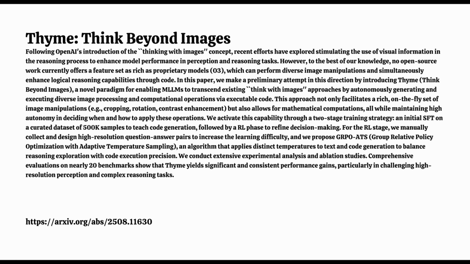Take cropping and zooming. Thyme might see a tiny distant street sign, maybe it reads Michigan Avenue, or a really faint phone number on a building far away. It then decides, all on its own, okay, I need to crop and zoom here. It generates the Python code for that, runs it safely, and then reads the newly enhanced image to give you the correct answer.